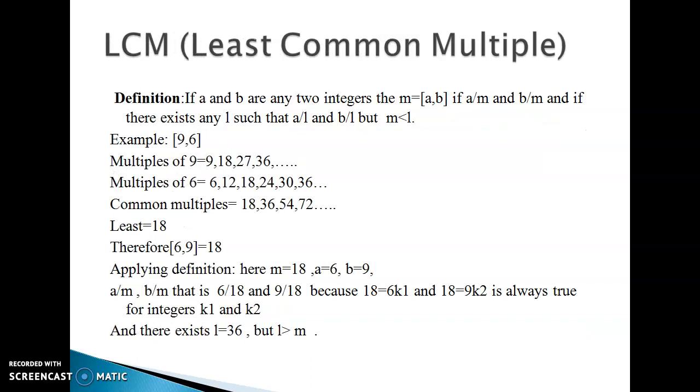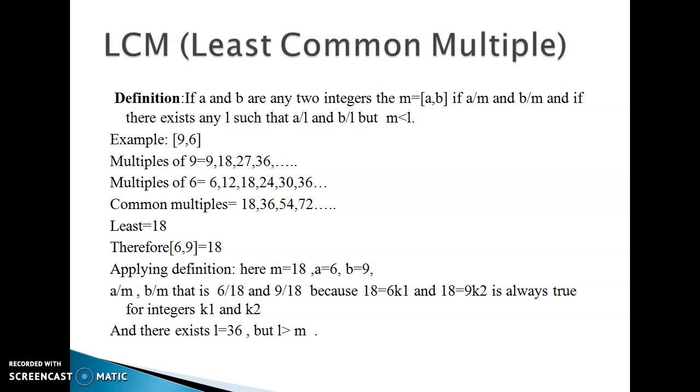Next, switching on to the definition of LCM. It is abbreviated as least common multiple. The definition goes like this. If a and b are any two integers, then m is said to be the LCM of a and b if a divides m and b divides m, and if there exists any L such that a divides L and b divides L, then L is greater than m. Here you can see the representation for LCM is the square brackets.